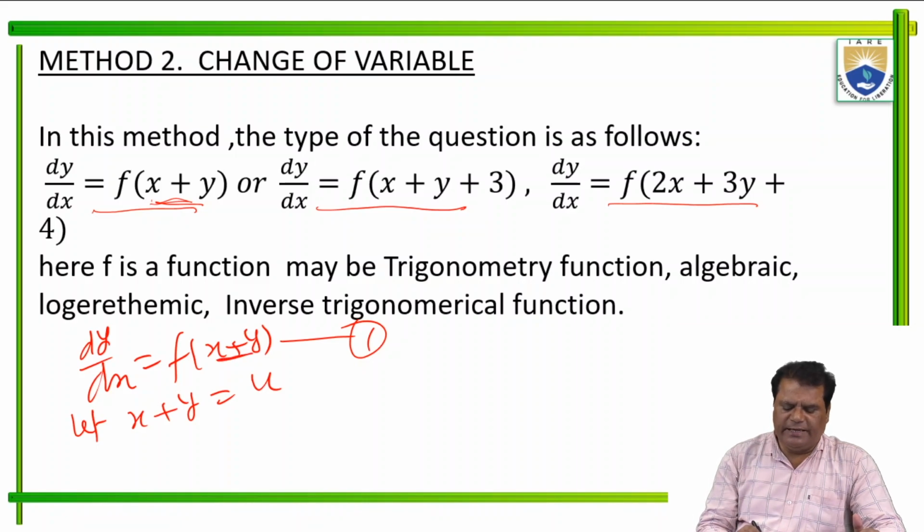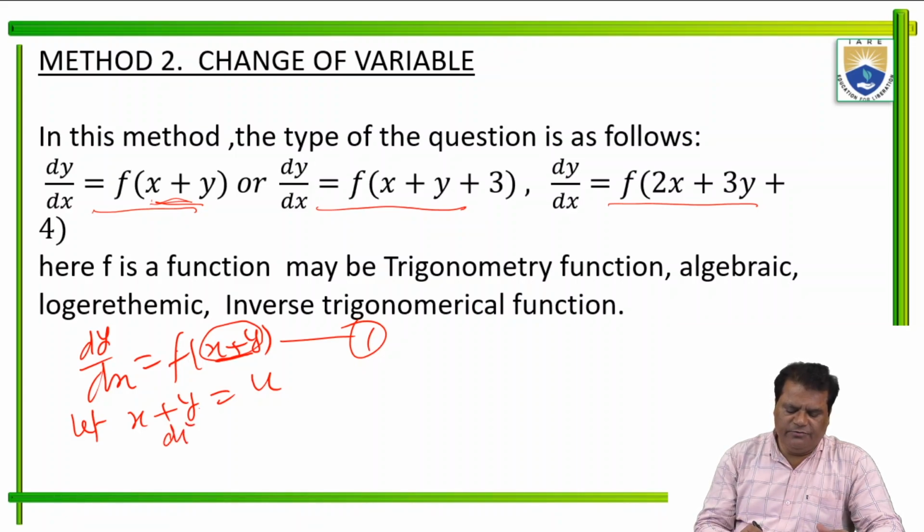Here x plus y is in place of x, in place of one variable. So x plus y is a variable. This function depends on x plus y, so we convert x plus y into one variable. I am considering x plus y equal to u.